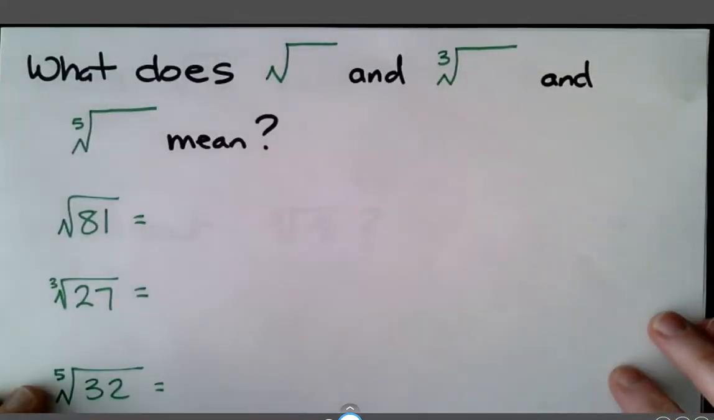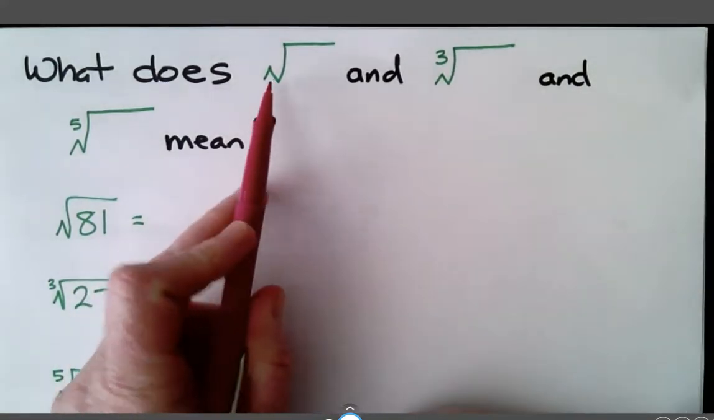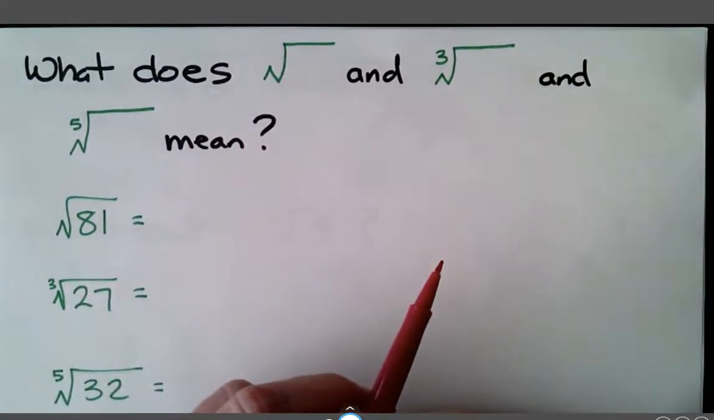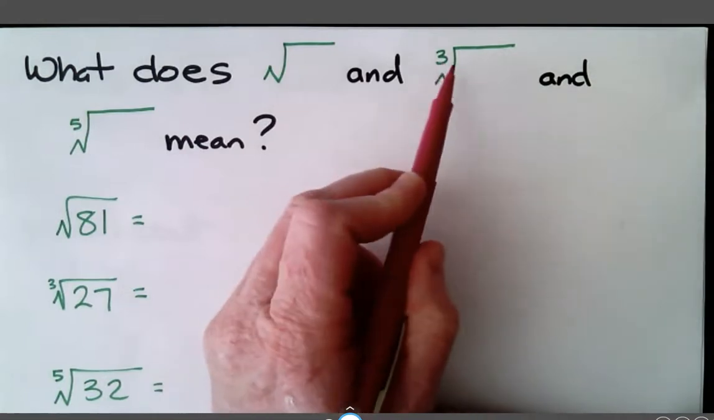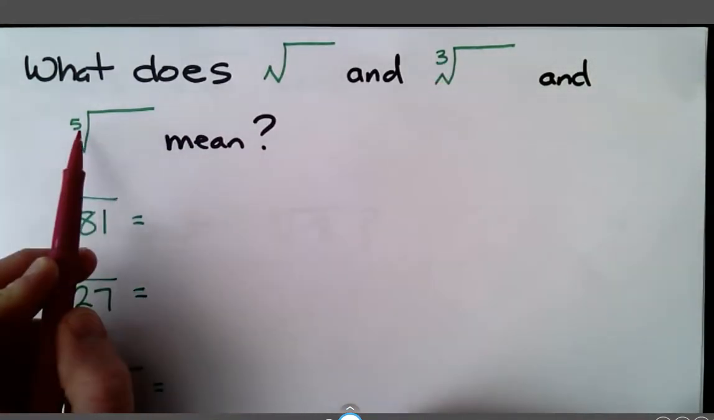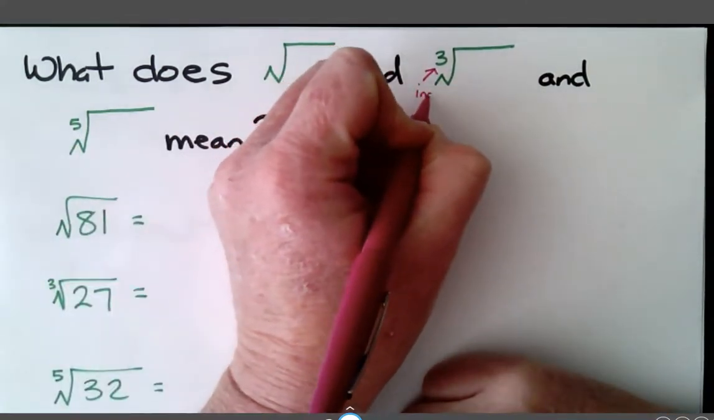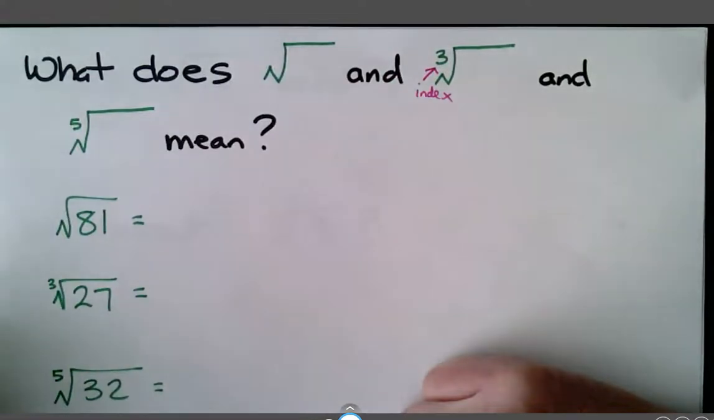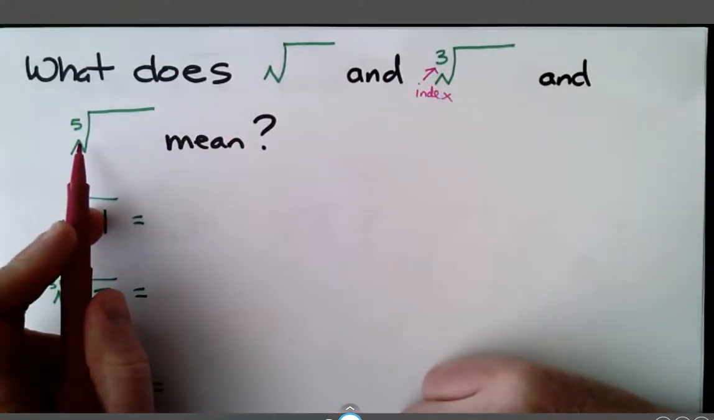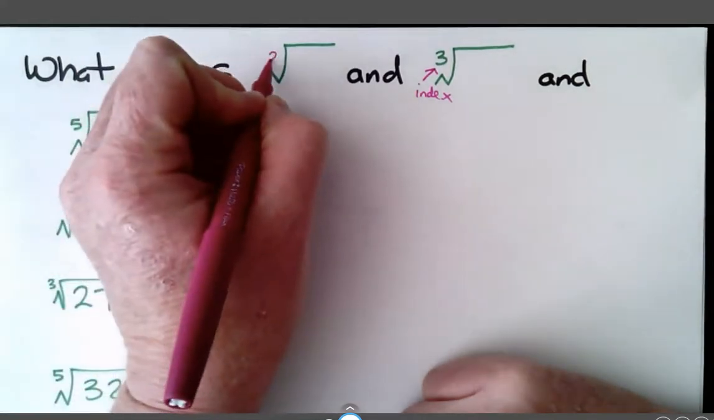Okay, so first of all, we need to look at a little bit of notation. So this radical symbol here, and this radical symbol here with this little 3 there. And then here's this one, this radical symbol with a 5 there. This is what's called the index of the radical. Okay, 3, 5, it's the index. If there's no index written there, it's understood to be 2.